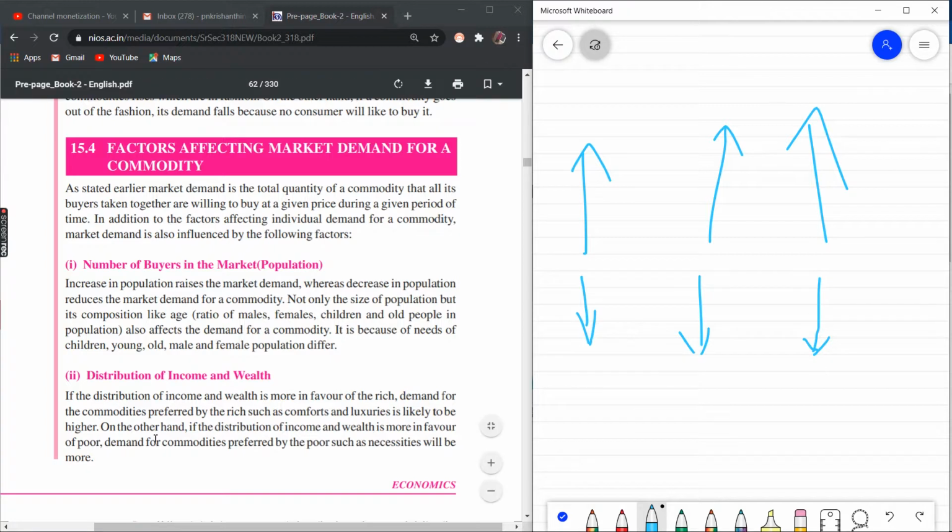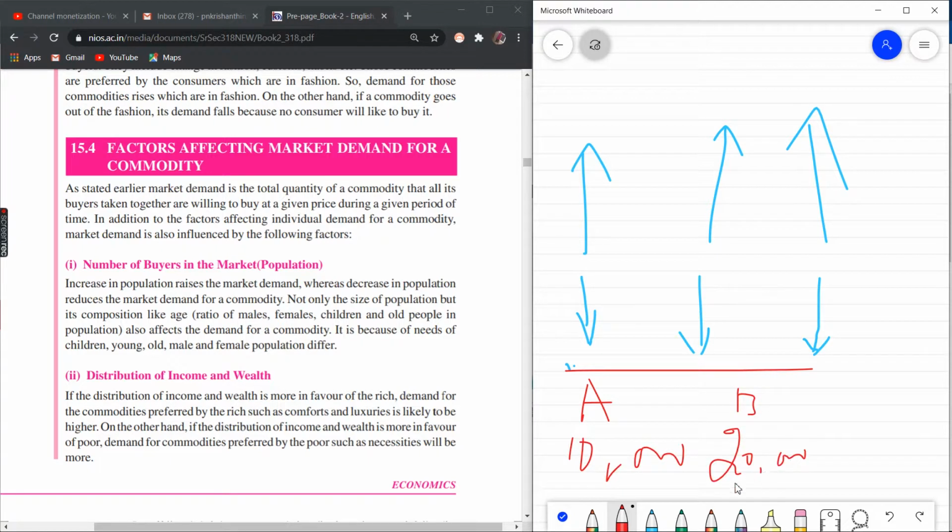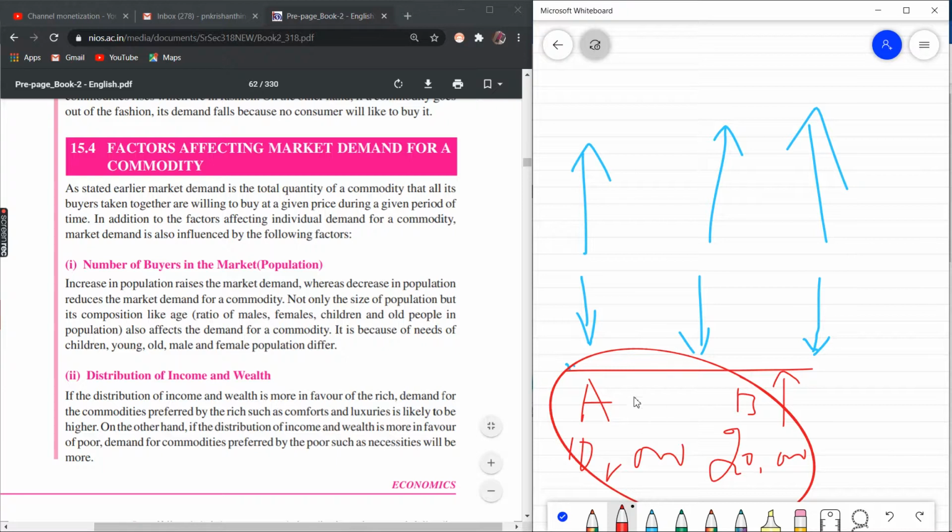But in case of distribution of income and wealth, it will be different across people. As I already told you, market demand is the group of individual demands. All individuals will not have the same level of income. I gave the example that A has an income of rupees 10,000 and B has an income of rupees 20,000. So when it's a group of two individuals, each one has a different perspective. B will always give a high level of demand, and A will have a lower level of demand due to income.